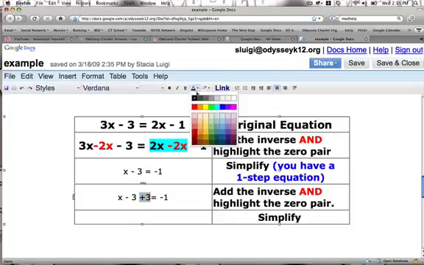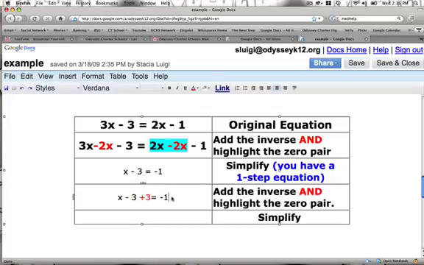Come up, make it red, copy it, and paste it onto the right side of the equal sign. Then once again, you need to highlight your 0 pair in that step. For your final step, you take what is left on the left side of the equal sign, which is x, bring down your equal sign, and combine the like terms on the right to simplify. Negative 1 plus 3 is positive 2. And you're finished.